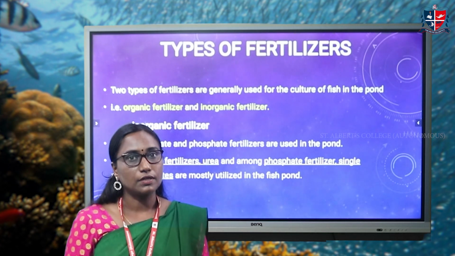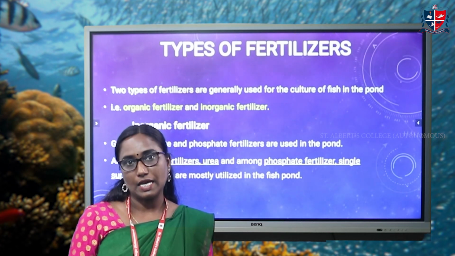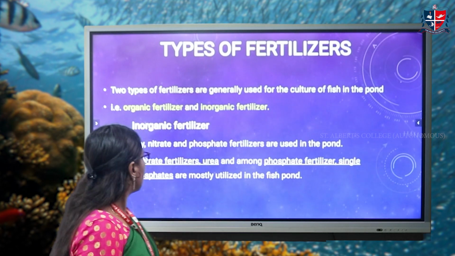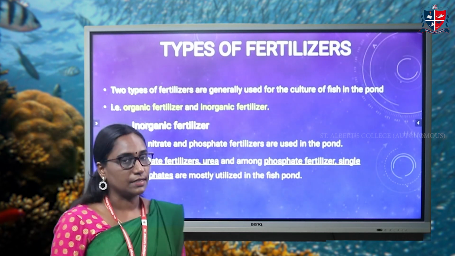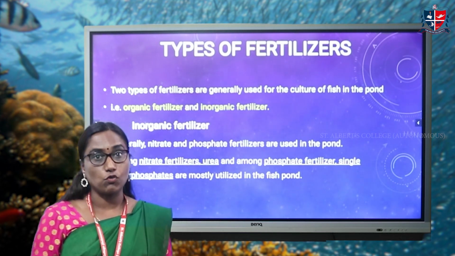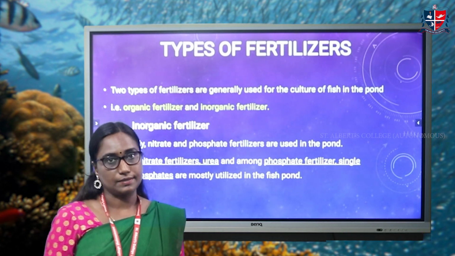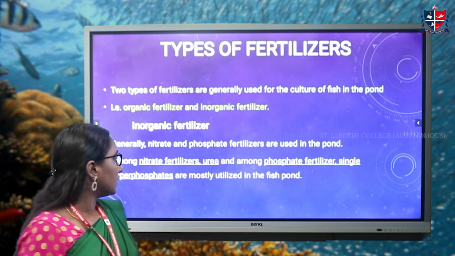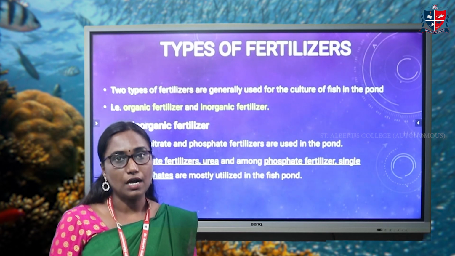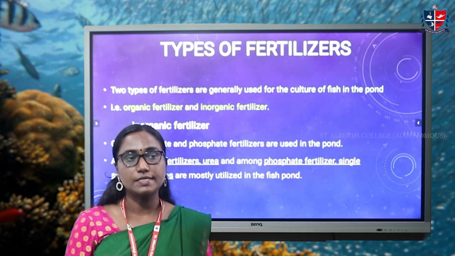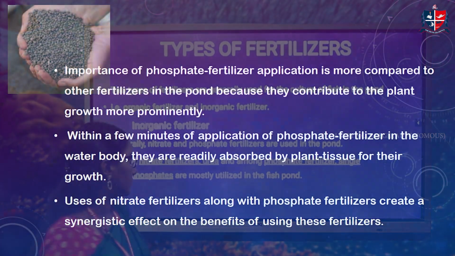The types of fertilizers are generally classified into organic and inorganic fertilizers. First one is inorganic fertilizers. Generally, nitrate and phosphate fertilizers are used as inorganic fertilizer, in which among nitrate fertilizer, urea is used as fertilizer, and among the phosphate fertilizer, single super phosphate is used.